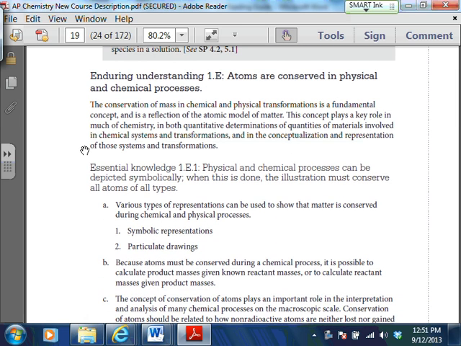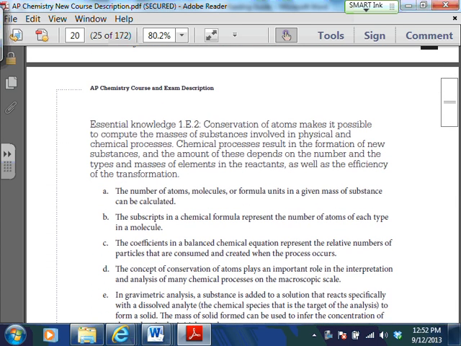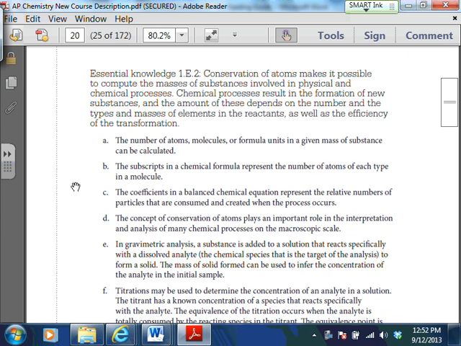All right. So atoms are conserved in physical and chemical processes, so now we're getting more into the chemical reaction type stuff when you look at 1E, okay? And then once you get down to 1E2, now we're talking about stoichiometry, right? Okay? So now it's talking about chemical processes result in the formation of new substances, and the amount depends on the reactants, okay, as well as the efficiency of the transformations. Now we're talking about percent yield, atom economy, stuff like that.